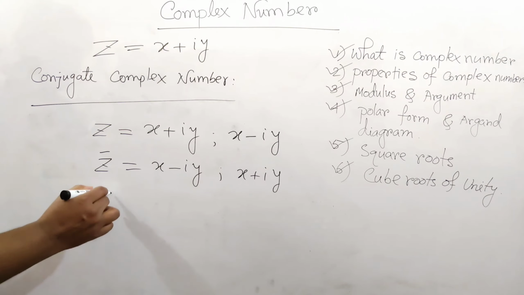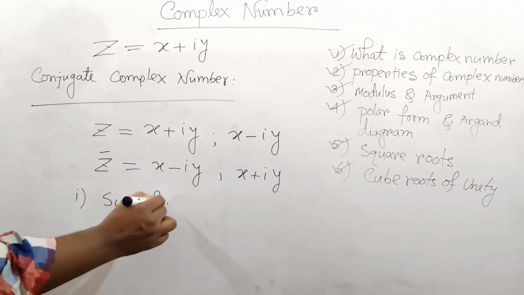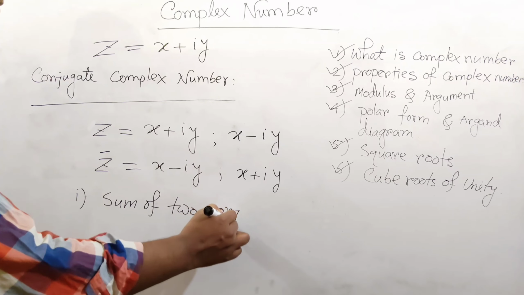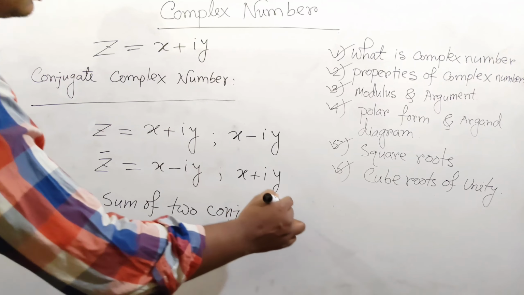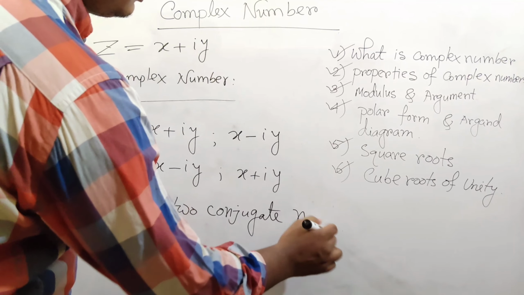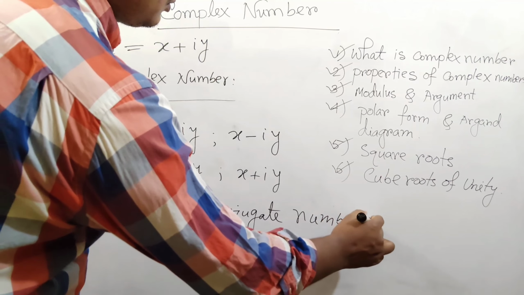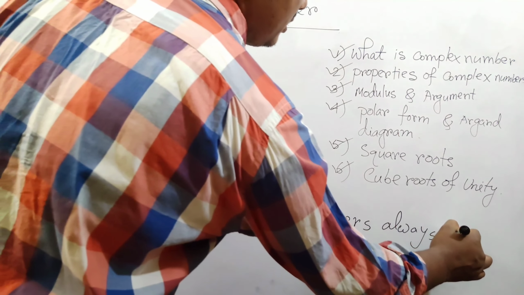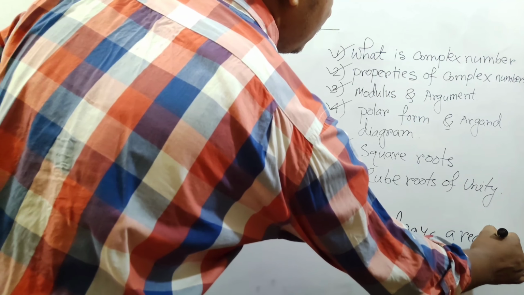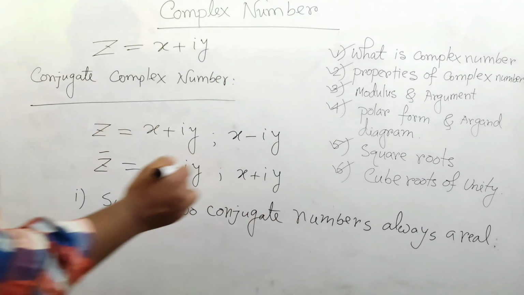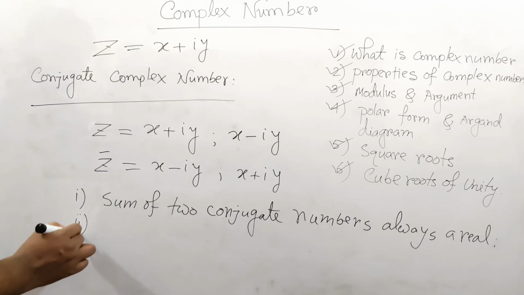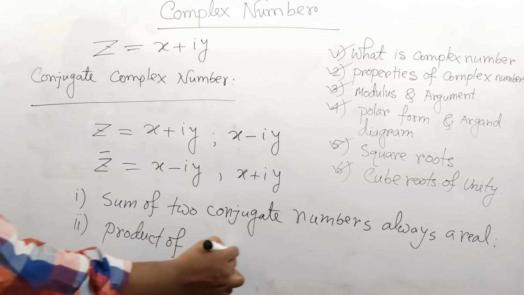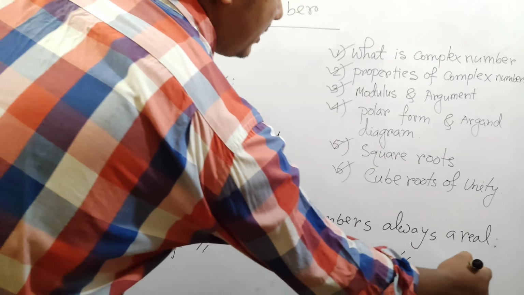Number one, the sum of two conjugate numbers is always a real number. Number two, the product of two conjugate numbers is always a real number.